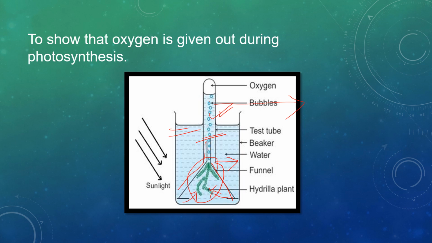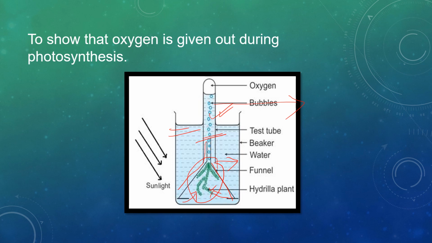So some gas is being produced. So till now we are not clear that this is oxygen only. So we need to prove that also. If we take out the test tube very slowly and insert a glowing splinter in it, the splinter bursts into flame.